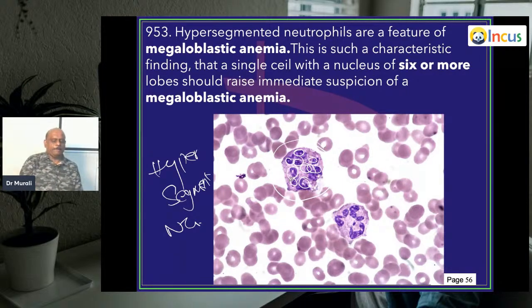One of my professor's favorite questions. Even one single cell of a hypersegmented neutrophil means it is megaloblastic anemia. One single cell is enough.